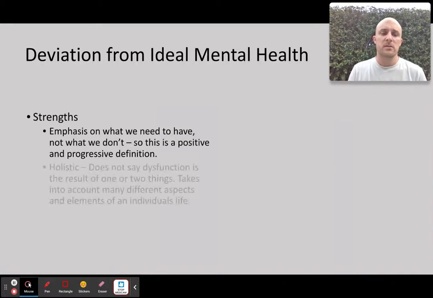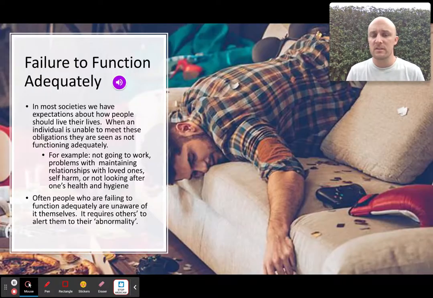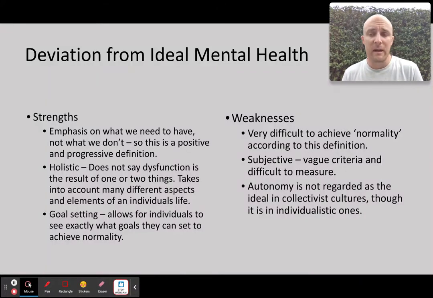Fine. Strengths and weaknesses, I don't really want to go through in too much detail because I'm a bit worried about how long this video is going to take. It is quite holistic because it does take into account quite a lot of factors there. Look, it's not saying that abnormality is boiled down to one thing. So it's taken loads of factors into account. But again, it is quite subjective. When do you become autonomous? When can you actually say, where's the criteria? Show me the criteria for autonomy.